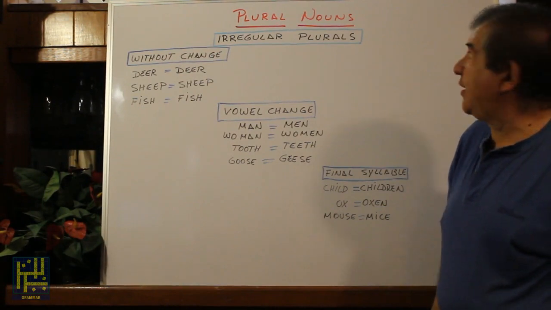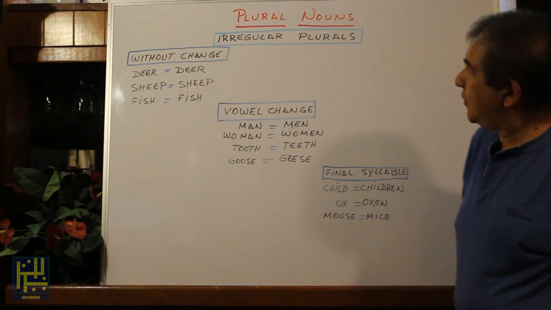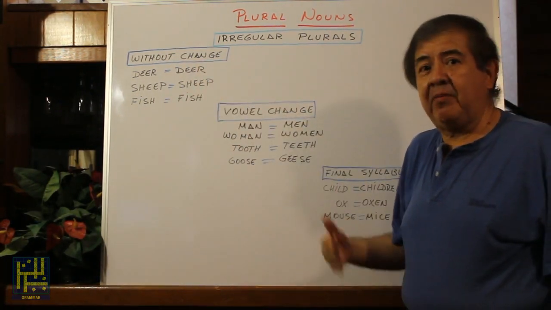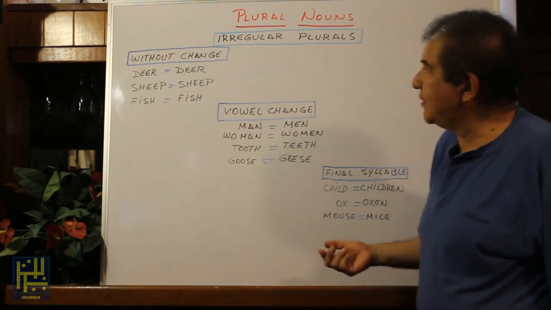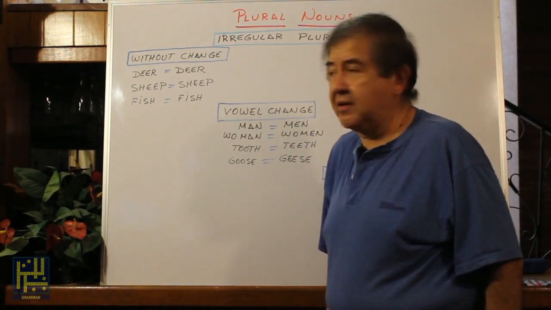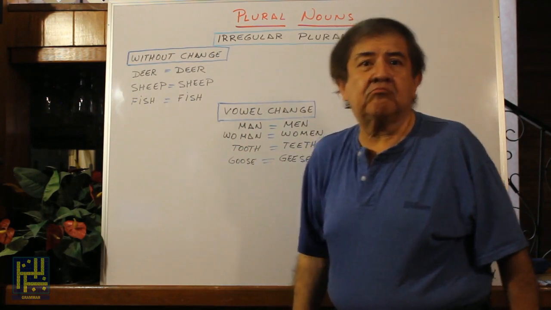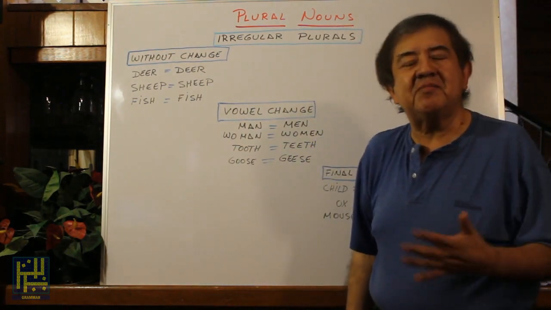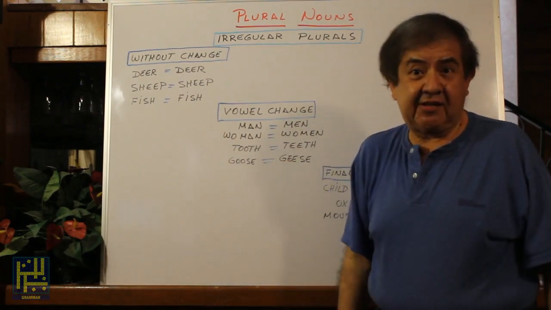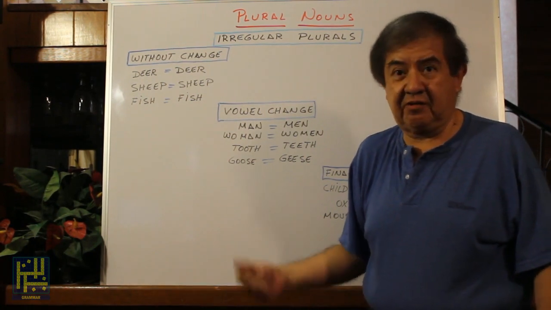Finally, we have the irregular plurals. There are three types of irregular plurals. The first one is those without a change. That is, singular and plural is the same. For example, deer, deer, sheep, sheep, fish, fish. With this noun there is usually a mistake when people use a plural form because they say fishes, and that is not correct. Singular fish, plural fish. Okay?